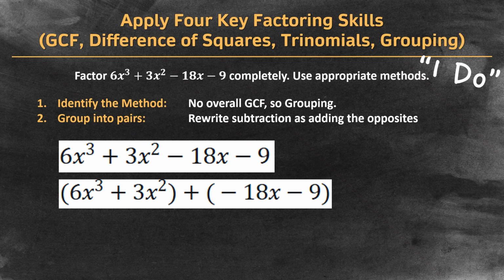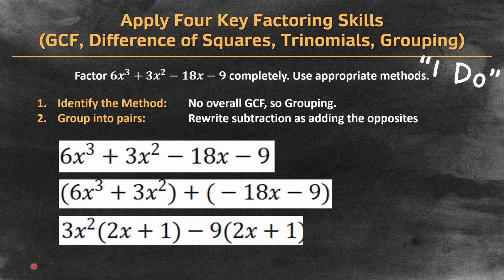As you can see, we're going to group the first two terms and the last two terms because they have something in common. We have 6 and 3, so multiples of 3. 18 and 9, which are both negative, so we have negative 9. However, for the first term we can factor out not just the coefficient 3, but how about x cubed and x squared? We can factor out the x squared. So we have 3x squared times the quantity 2x plus 1, and negative 9 times the quantity 2x plus 1.